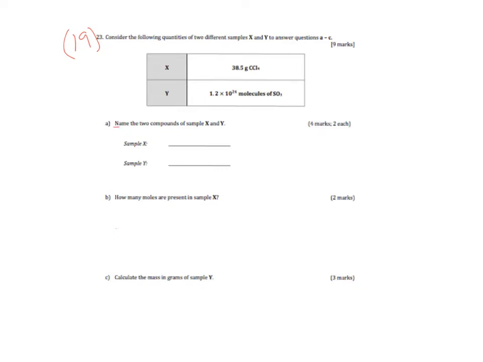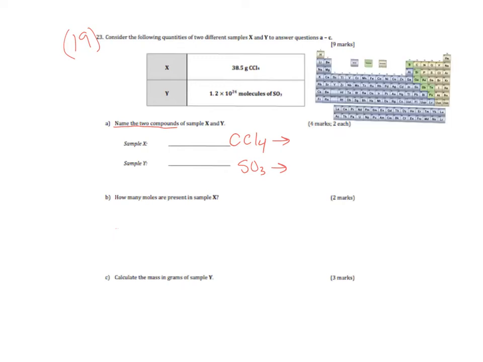Consider the following two elements, X and Y. The first question says, give the name of the two compounds. So X is CCl4 and Y is SO3. Let's give the name. Notice that C is a nonmetal, Cl is a nonmetal, S is a nonmetal, and O is a nonmetal. So these are molecular compounds, and we will use prefixes to give the name. The first one is carbon tetrachloride. The second one is sulfur trioxide.